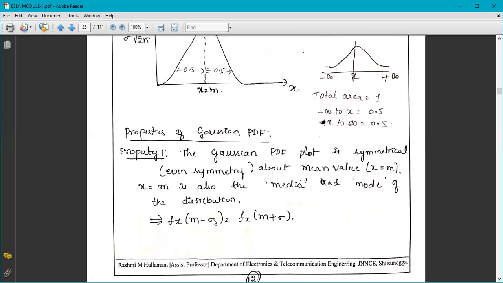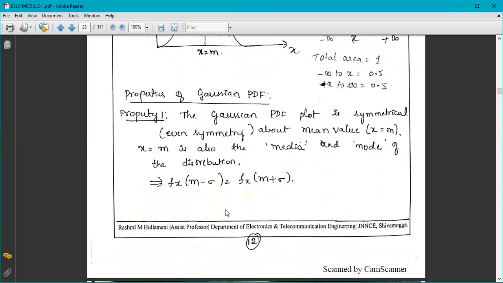Properties of the Gaussian probability density function. Property 1: the plot is symmetrical, with even symmetry about the mean value x equal to m. This is also the median and the mode of the distribution. Here in the Gaussian distribution, mean, median, and mode are the same. f_X(m minus sigma) is equal to f_X(m plus sigma). Mean, median, mode are equal.